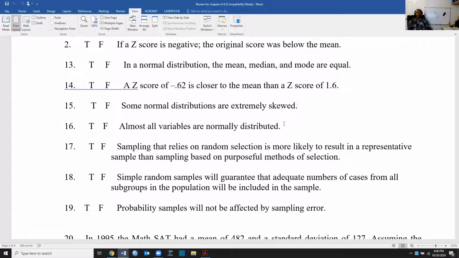So 15, some normal distributions are extremely skewed. False. A skewed distribution is skewed or extremely skewed. A normal distribution is bell-shaped, symmetrical, unimodal. Good. 16, almost all variables are normally distributed.